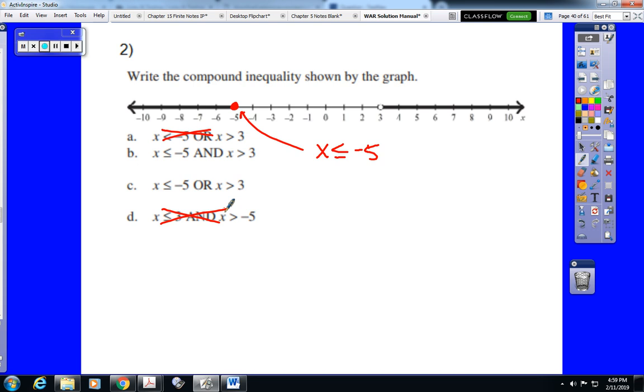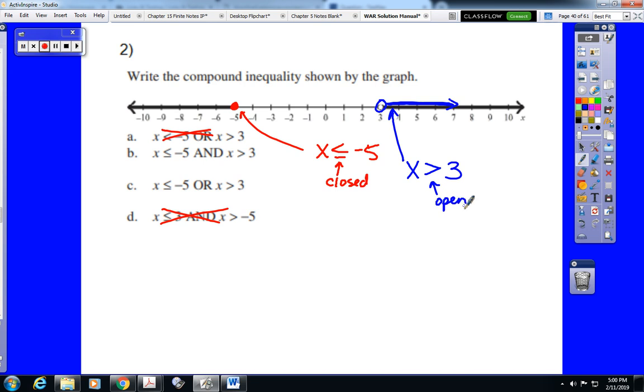No, I guess I did say that correctly before. And then the other piece, we have an open circle at 3, and we're shading to the right. That piece is x is greater than 3. Because if we have a line here, that means we have a closed circle, and if we don't have a line, that means we have an open circle.